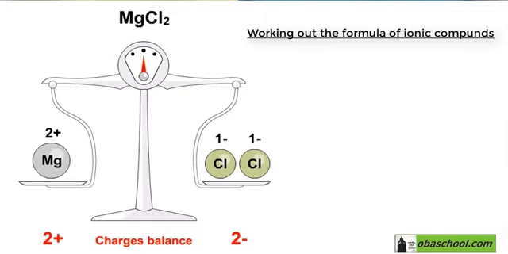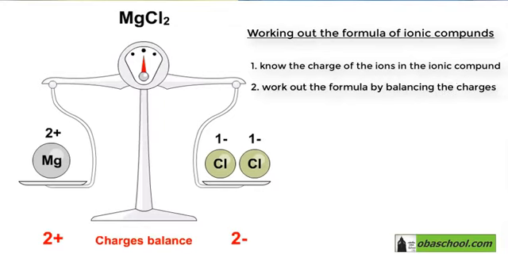To work out the formula of ionic compounds, we need to know the charge on the ions that are in the ionic compound. And once we know the charge on the ions in the ionic compound, we can work out the chemical formula of the compound. In this lesson, you will see how formula of ionic compounds can be found through balancing the charges on the ions within the compound. We will look into examples and we will try to find the formulas together.